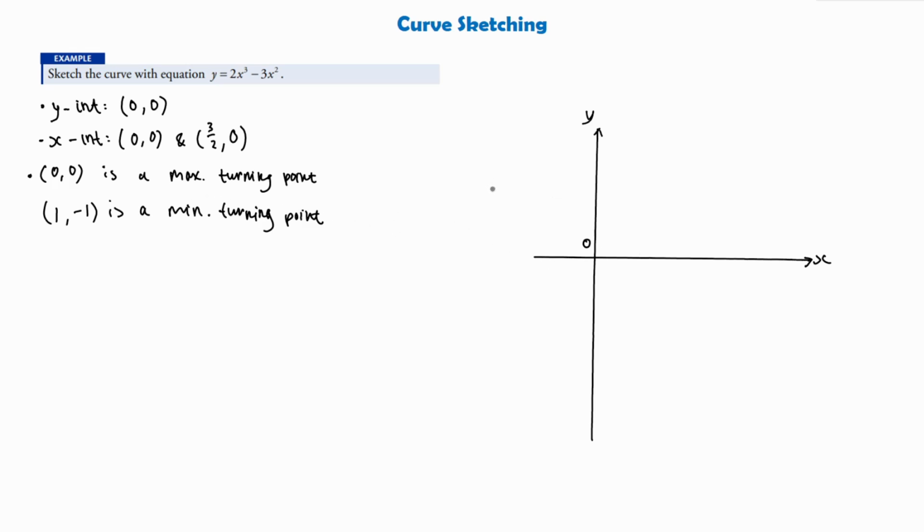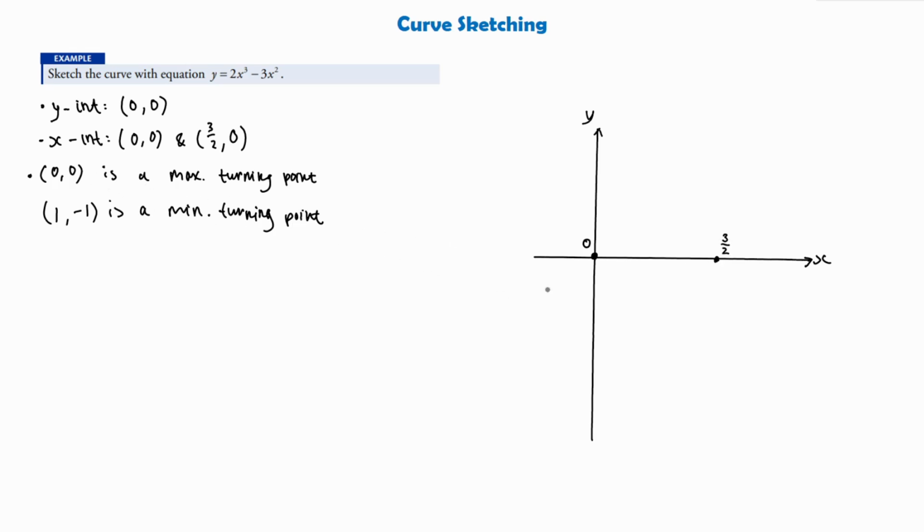So we've got the y-axis intercept 0, 0. So we have a point which is going to be at the origin. I'm going to make them nice and big. And we also know that that's also the x-axis intercept. And we also have that 3/2, 0 is going to be an x-axis intercept. So we'll just pop that, say, somewhere over here. And it's important that we label this 3/2.